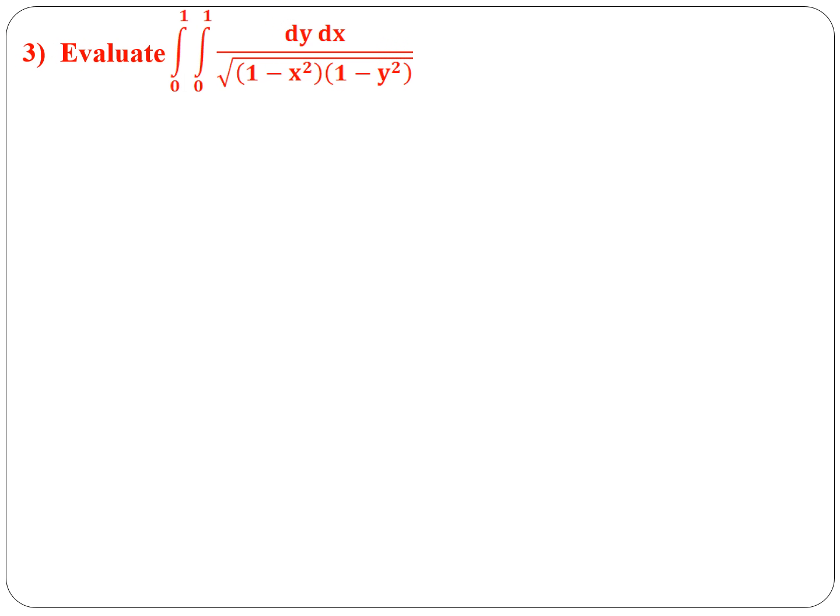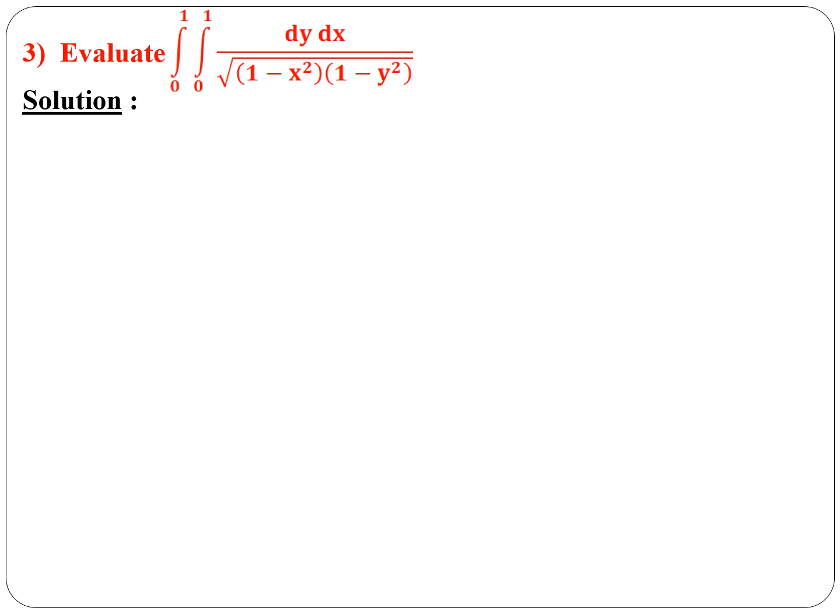So next example, when the limits are constant and the function is separable. Here the limits are 0 to 1, 0 to 1, dy dx, and the whole function is 1 upon under root of (1 minus x square) into (1 minus y square). You can easily see that we can rewrite this function as 1 upon under root of 1 minus x square, into 1 upon under root of 1 minus y square. So the function is separable and the limits are constant.